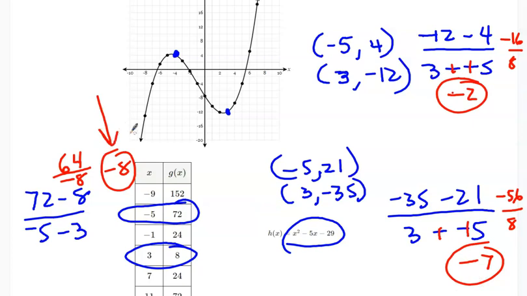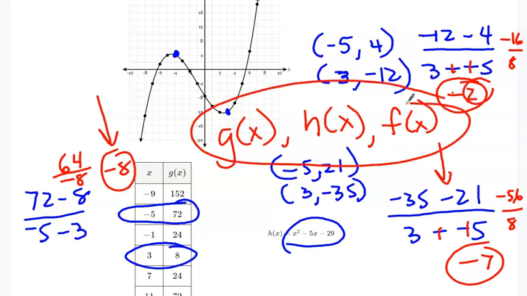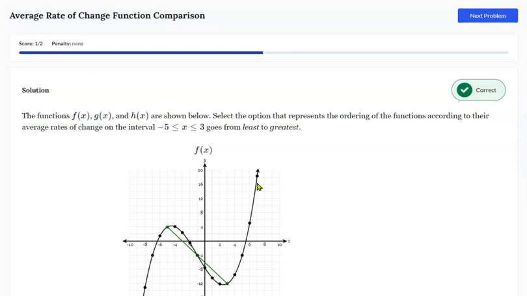This one is the least, that's function g. Then it's this one here, which is function h. And then it's this one here, which is function f. So this is the order from least to greatest. G, H, F. So I'm going to scroll down and choose the one that has that order. G, H, F. All right.